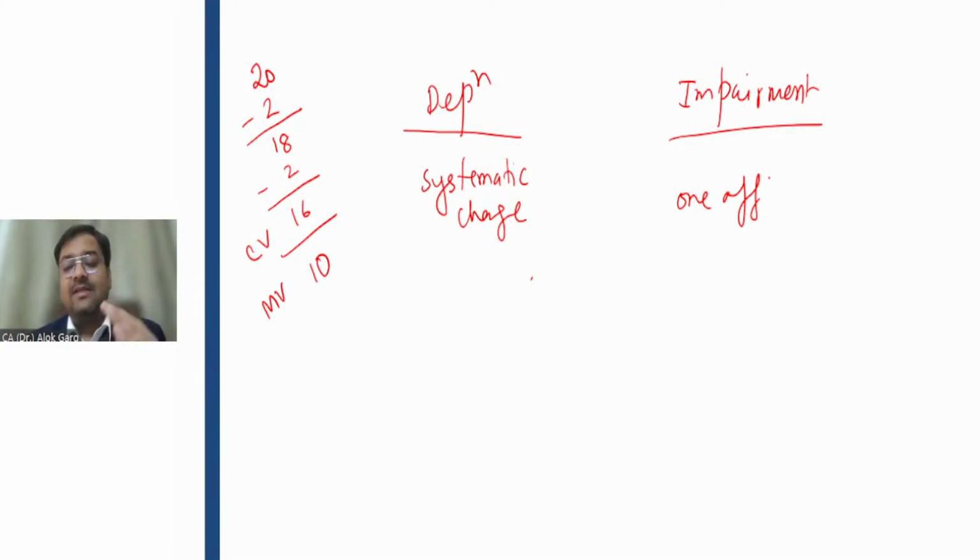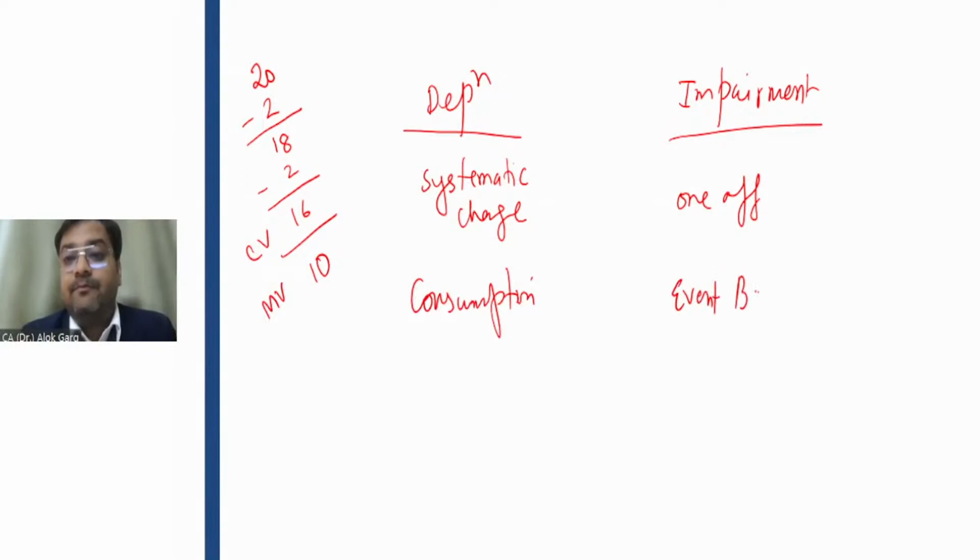So depreciation is something relating to the consumption of the asset, right? When you consume the asset, the value of the asset will go down. But impairment is not related to the consumption of the asset. It is related to some indicators, some market situation. It is event based, right?